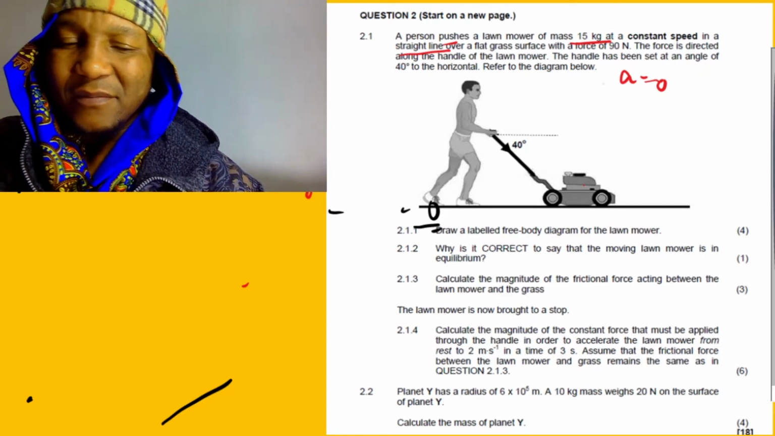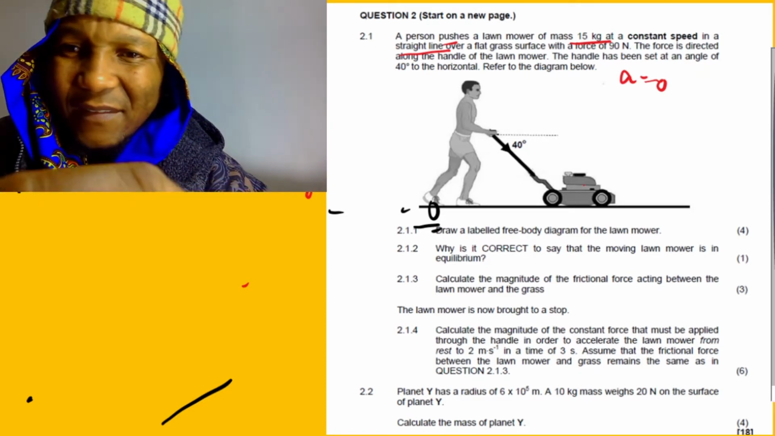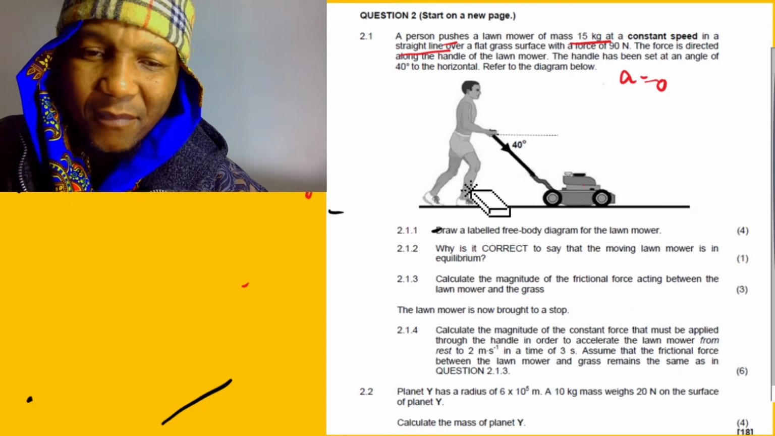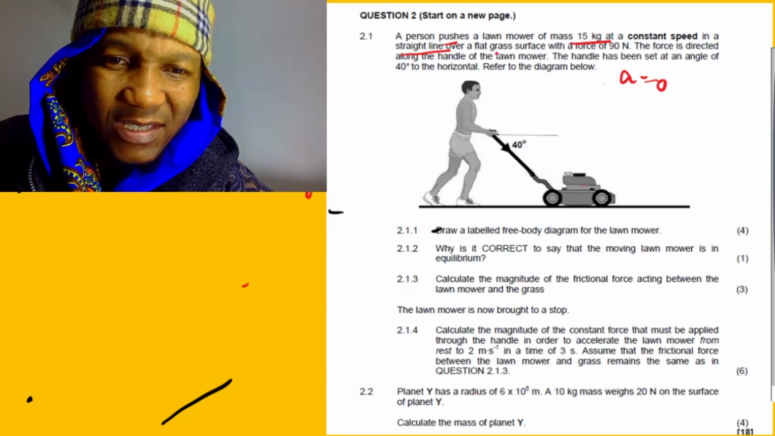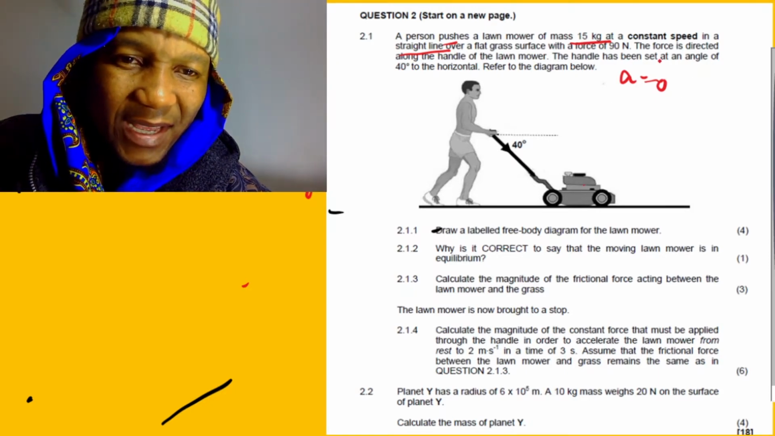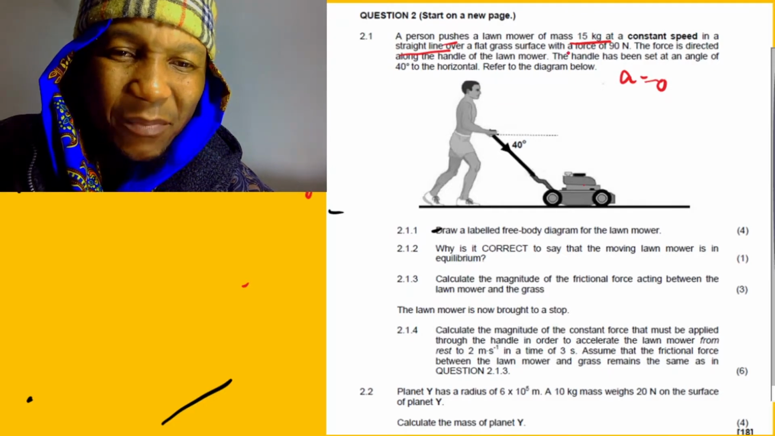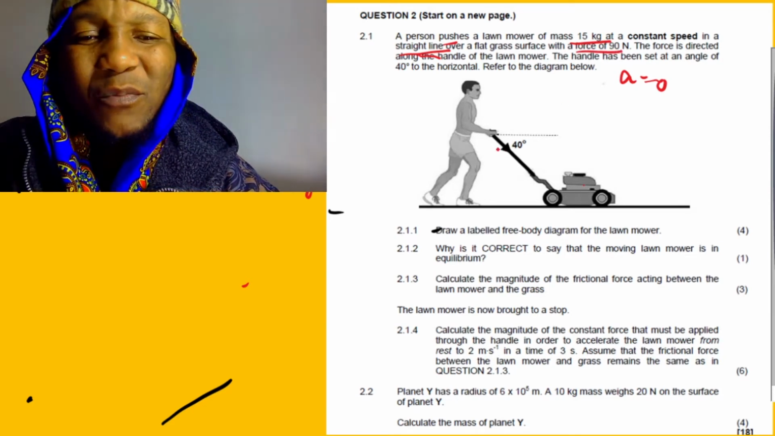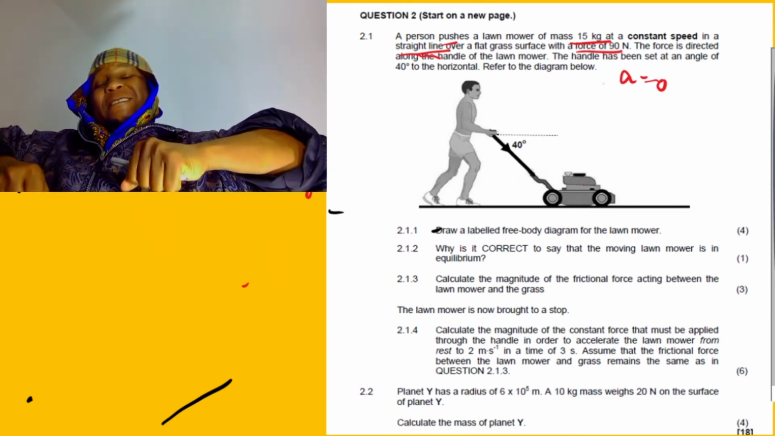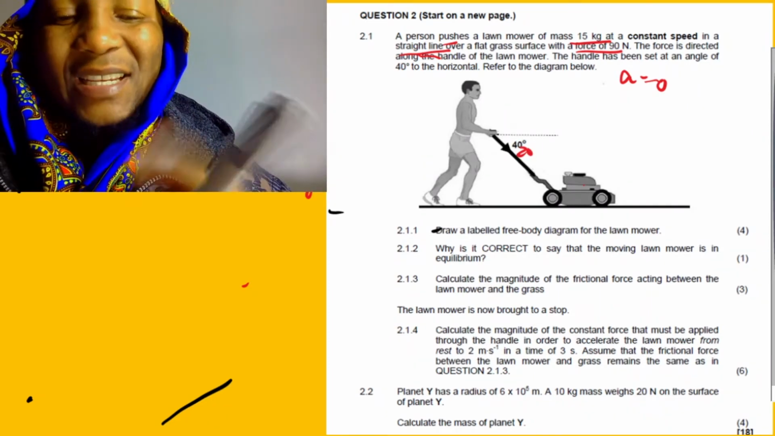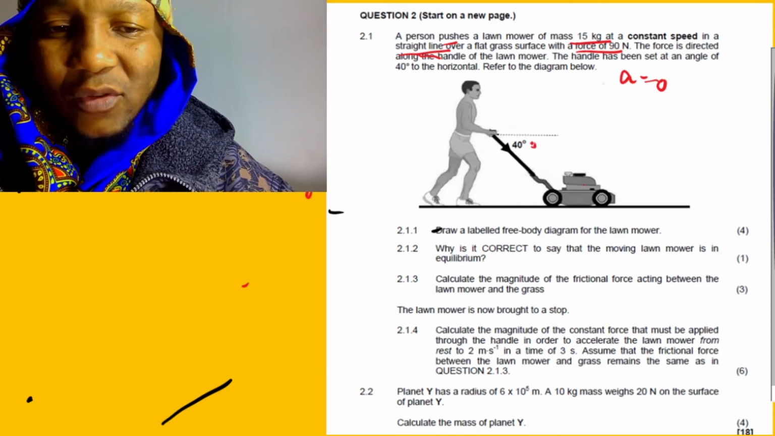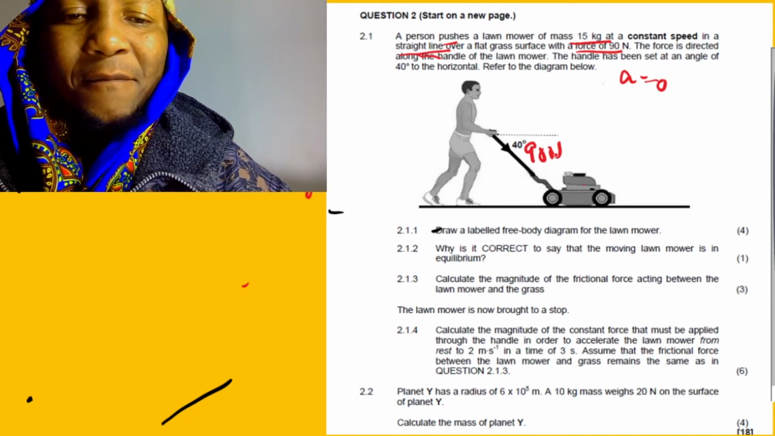Now, back to the question. They say acceleration equals 0, just like I said. Now they say these guys apply a force over a flat surface. So when he is pushing, there's a force here which equals 90 Newton.